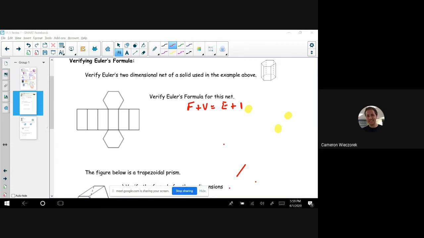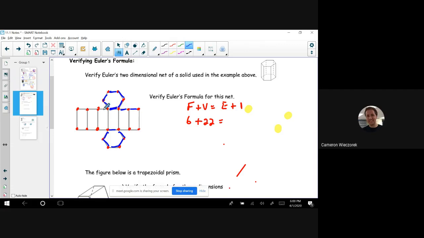Okay. How many faces do I have? Well, I got 2 hexagons and I got 6 rectangles, so I got 6 faces. Plus vertices, we're just going to have to count. 1, 2, 3, 4, 5, 6, 7, 8, 9, 10, 11, 12, 13, 14, 15, 16, 17, 18, 19, 20, 21, 22. Number of edges I'll do in blue. 1, 2, 3, 4, 5, 6, 7, 8, 9, 10, 11, 12, 13, 14.